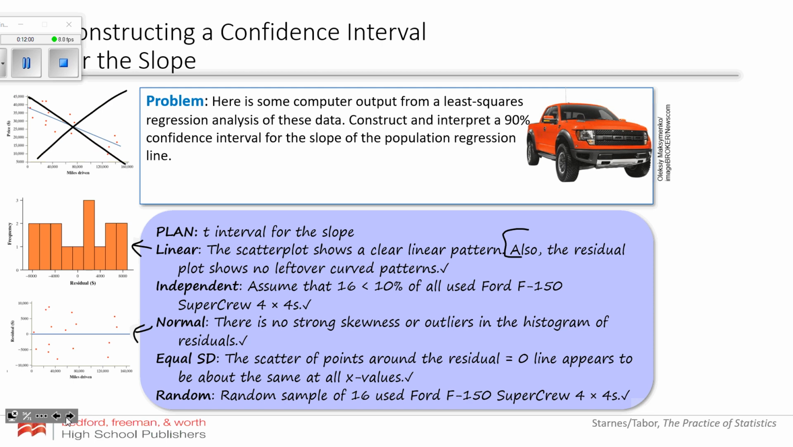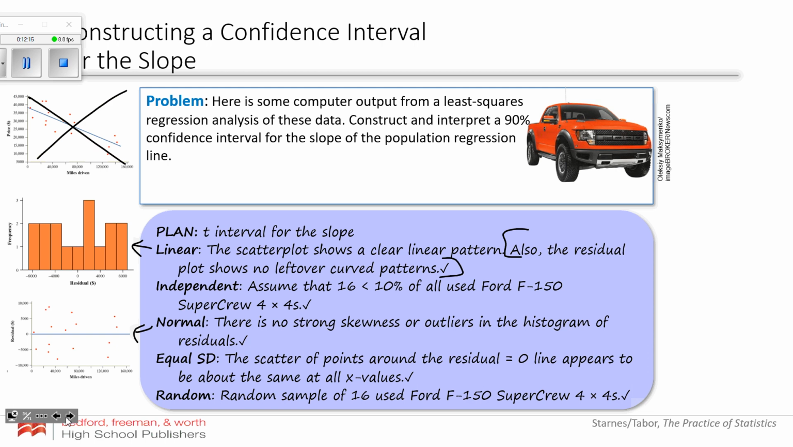Yeah. You could just check the residual plot. If the residual plot has random scatter, remember that tells you that the original scatter plot is approximately linear. Got it? All right.